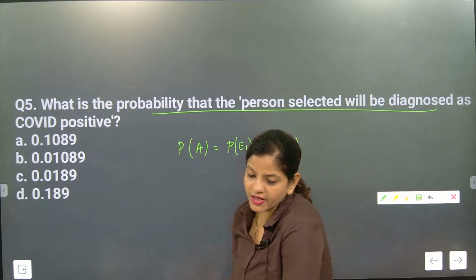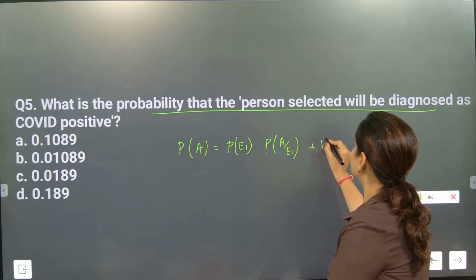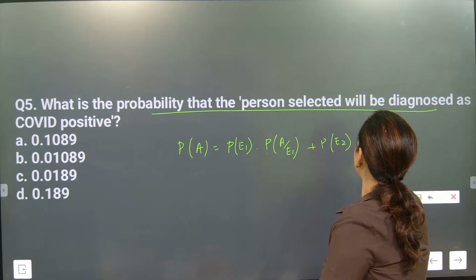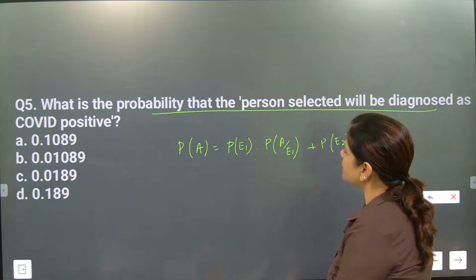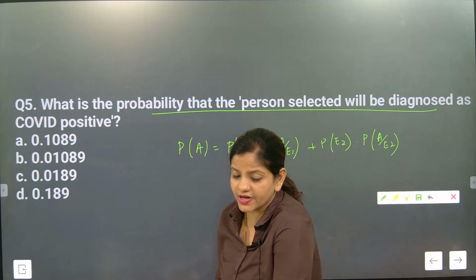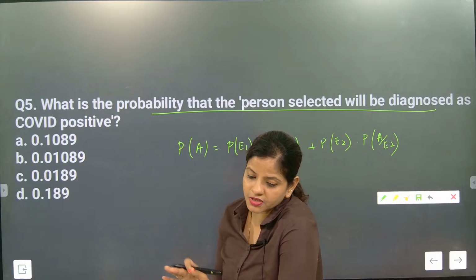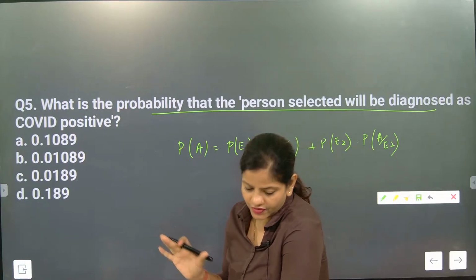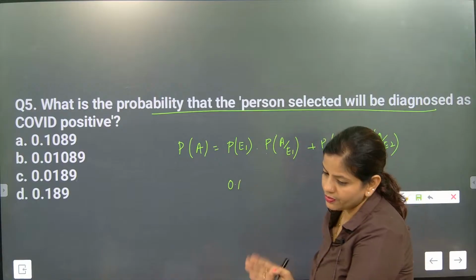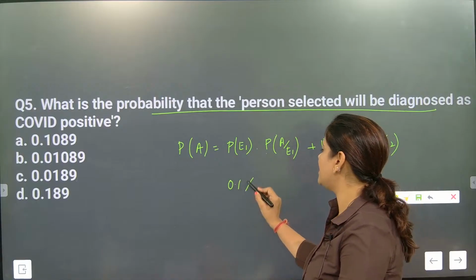Understood? P of A by E1 plus P of E2 into P of A by A. Now this will become total probability. Understood? So now whenever I pick anyone, we will check whether the person will be positive or not. So P of E1 means we already know 0.1% people were there, we already had a discussion.